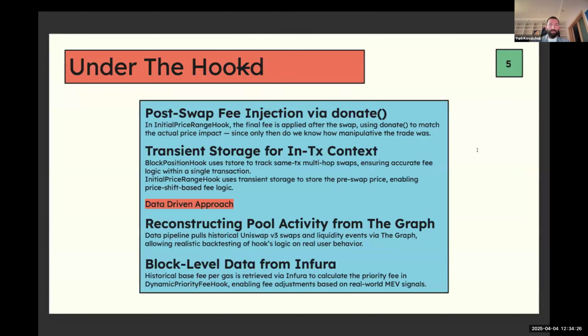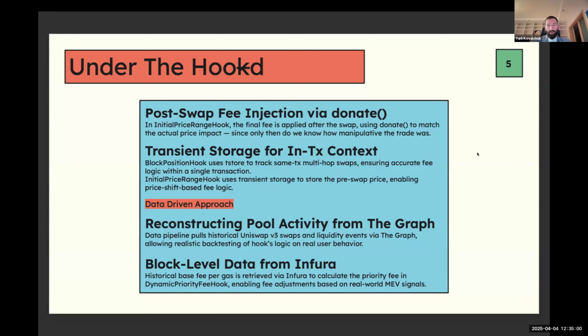So a few interesting points about this hook. In general, this is a dynamic fee hook. Fee is extracted in before swap, but one of the hooks uses donate to redistribute fees after swap. It's an interesting approach for one of the hooks. Another two use transient storage for multi-hop swaps, context data storage, and also pre-swap pricing in before swap and extracting it after swap.